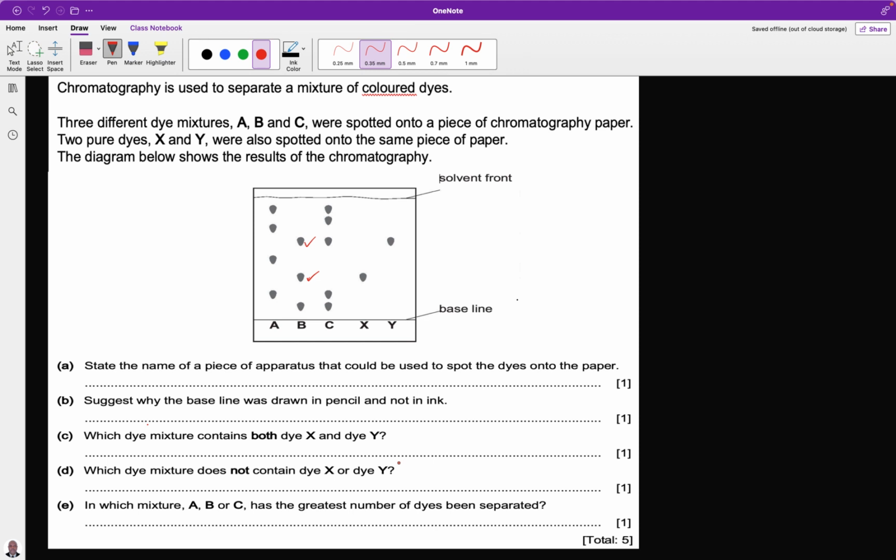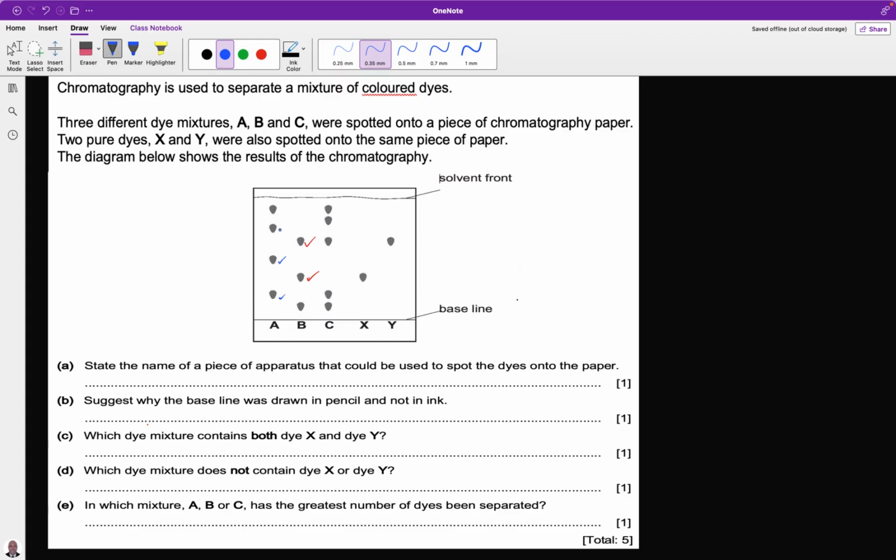For question number D, we cannot take B, and we cannot take C because C has some components that are related to Y. Now let's take A. Here, there's no X or Y. Here, there's no X or Y there. Okay, here for A, there's no X or Y.